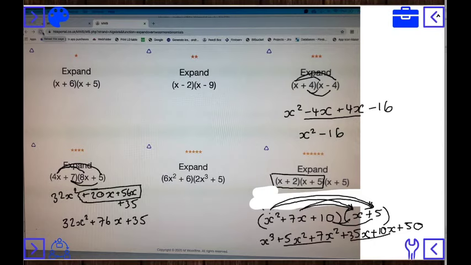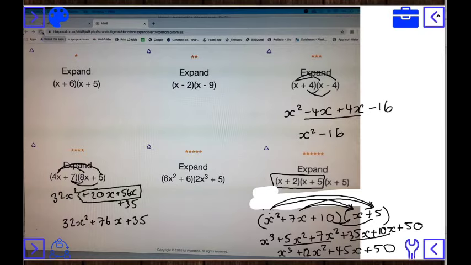So my answer, x cubed plus 12x squared plus 45x plus 50. And I can tell you now, it makes you feel like an absolute champion when you answer one of those questions and you do get it right. So well done to anyone that is going to have a go following this video at those questions.